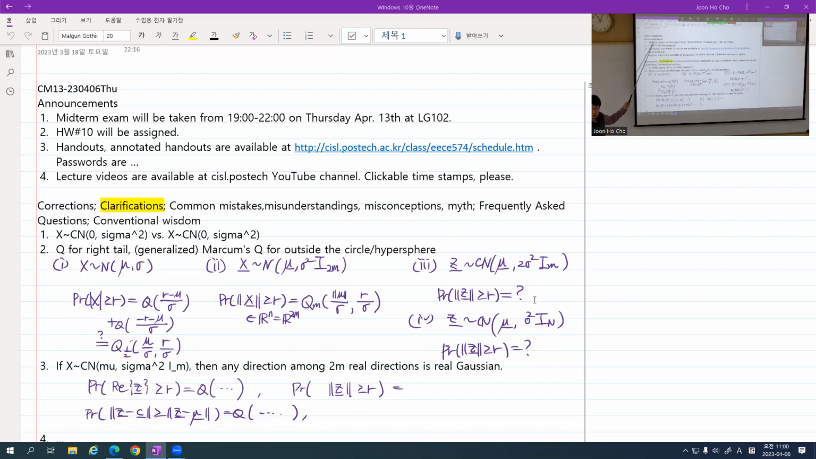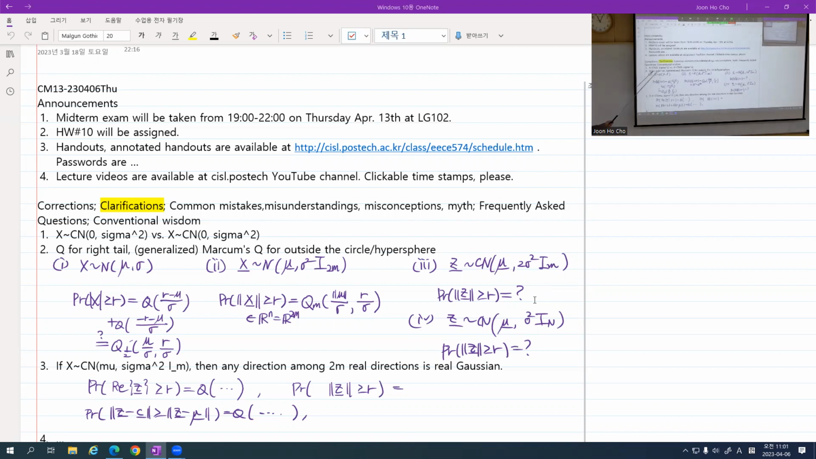The first announcement is one of the most important announcements. You will be taking the midterm exam next Thursday. You have 1 week, here at 7 p.m. to 10 p.m. Open everything except any human interactions among you or among your family. No human interaction is possible. Got it? Homework 10 will be assigned, and handouts and video lectures are available.